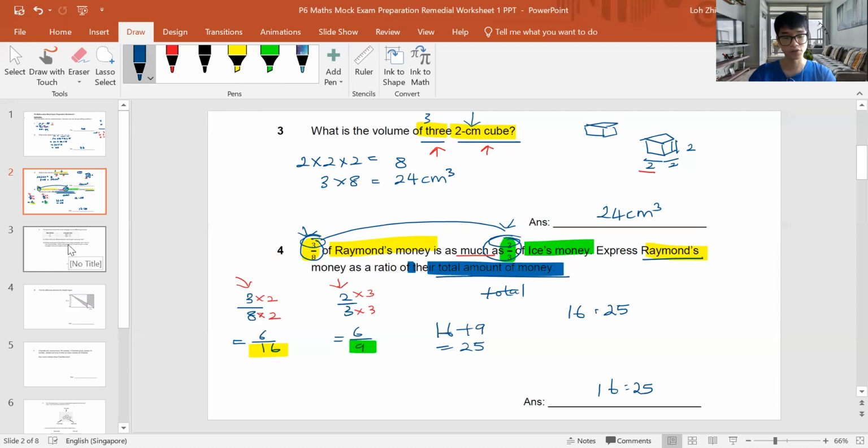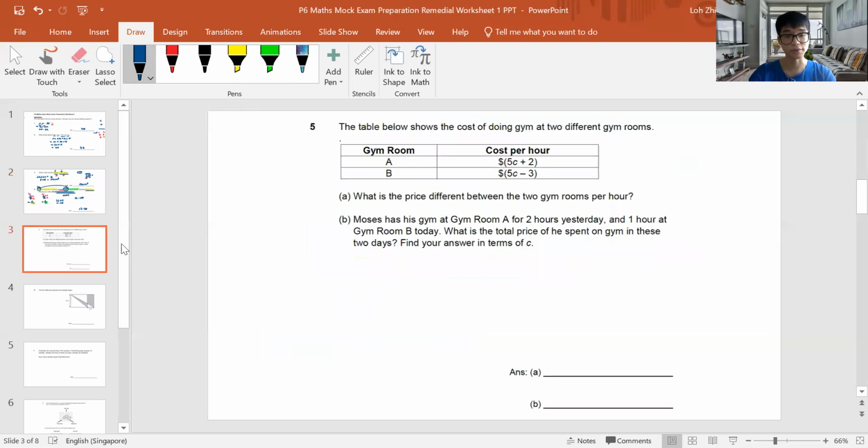Let's move on to our next question. Question number 5. It says that the table shows the cost of doing gym at 2 different gym rooms. We have gym room A, we have gym room B, and this is the cost per hour. Given the first one is 5C plus $2, next one is 5C minus $3. Now, the first question asks, what is the price difference between the 2 gym rooms per hour?